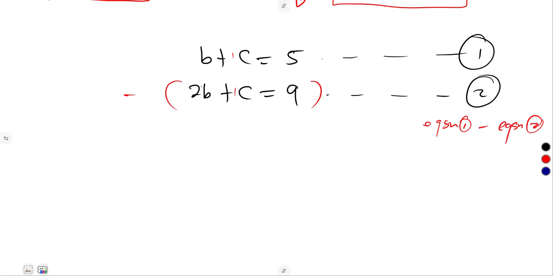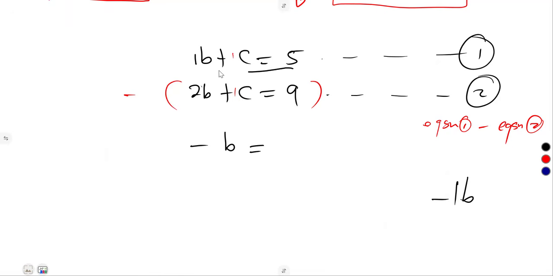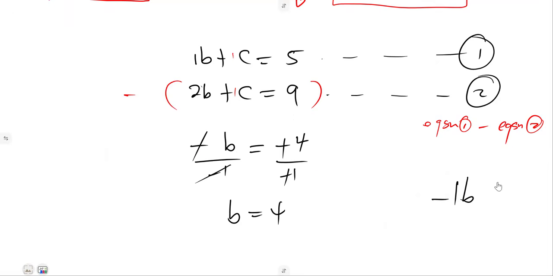Just like that. So let's subtract b minus 2b. That's 1 minus 2, which is minus 1, so it's minus 1b, which is simply minus b. 5 minus 9 is going to give us negative 4. All right, so divide by negative 1 to get rid of the negative on b. That is going to give us a positive 4.